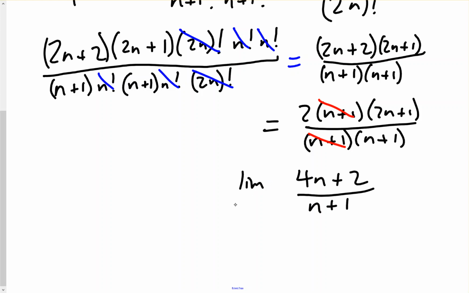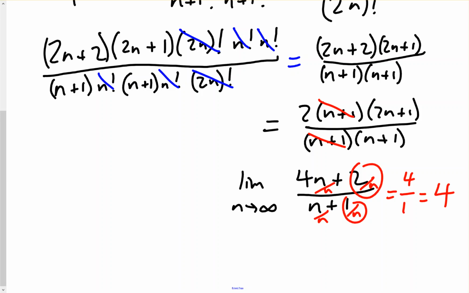Okay, take the limit as n approaches infinity. So divide everything by n. Okay, so this goes to 0, this goes to 0. I have 4 over 1, which gives me a limit of 4. And remember what we said, this is our rho. So when rho is greater than 1, we say that the series diverges.